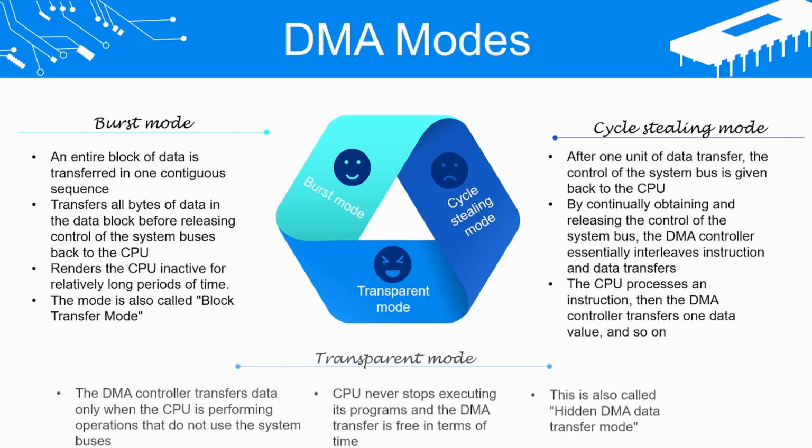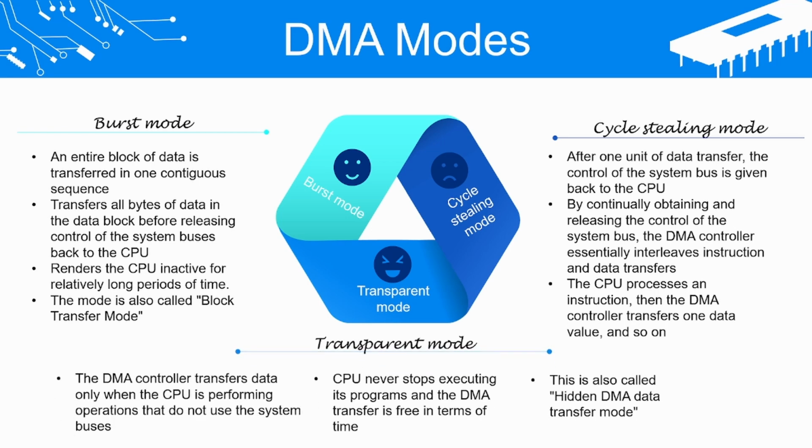The third one is transparent mode. The control of the buses is given to the DMAC only when the CPU does not require the system bus. Thus, the CPU will not be blocked due to the DMAC. Maximum time is required for the data transfer as compared to burst and cycle stealing mode. It is also known as hidden DMA data transfer mode.